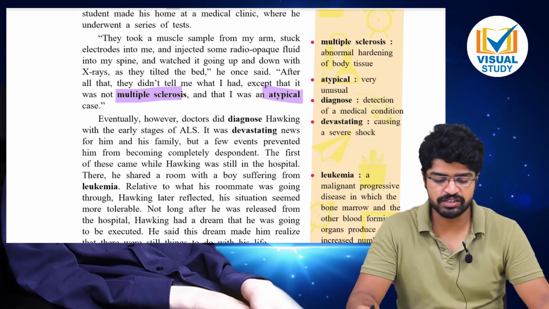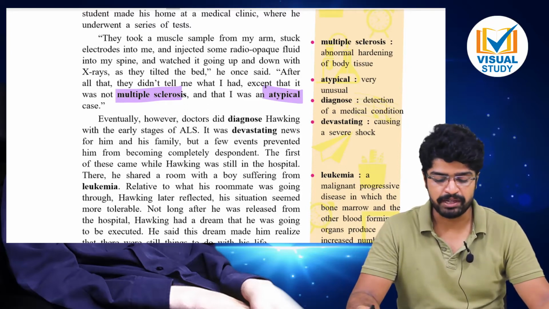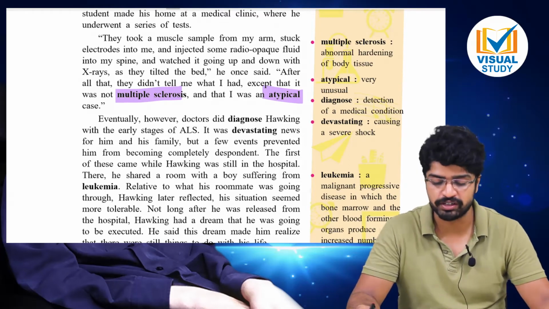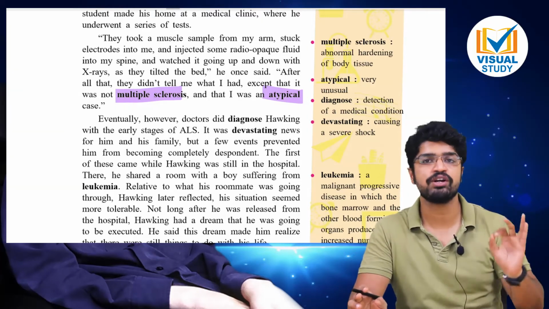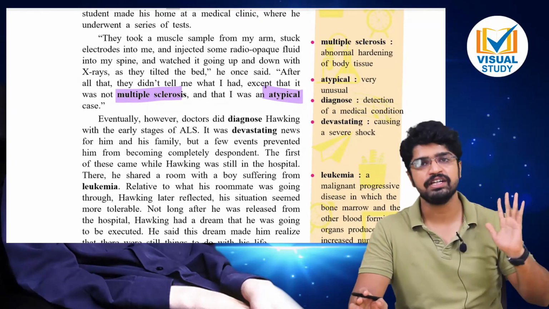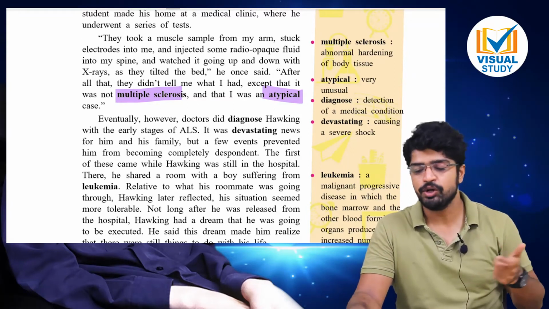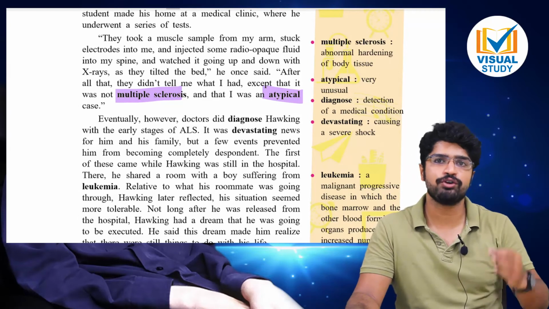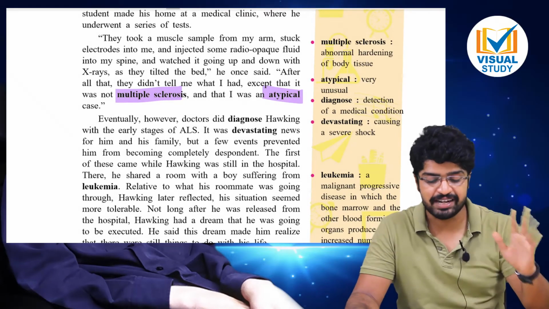Eventually, however, doctors diagnosed Hawking with the early stages of ALS. It was devastating news for him and his family, but a few events prevented him from becoming completely despondent. Despondent is to be completely dependent on someone, and that's the saddest thing about his life. Okay, about anybody's life rather. To be dependent on someone for all the basic things is a really sad situation.